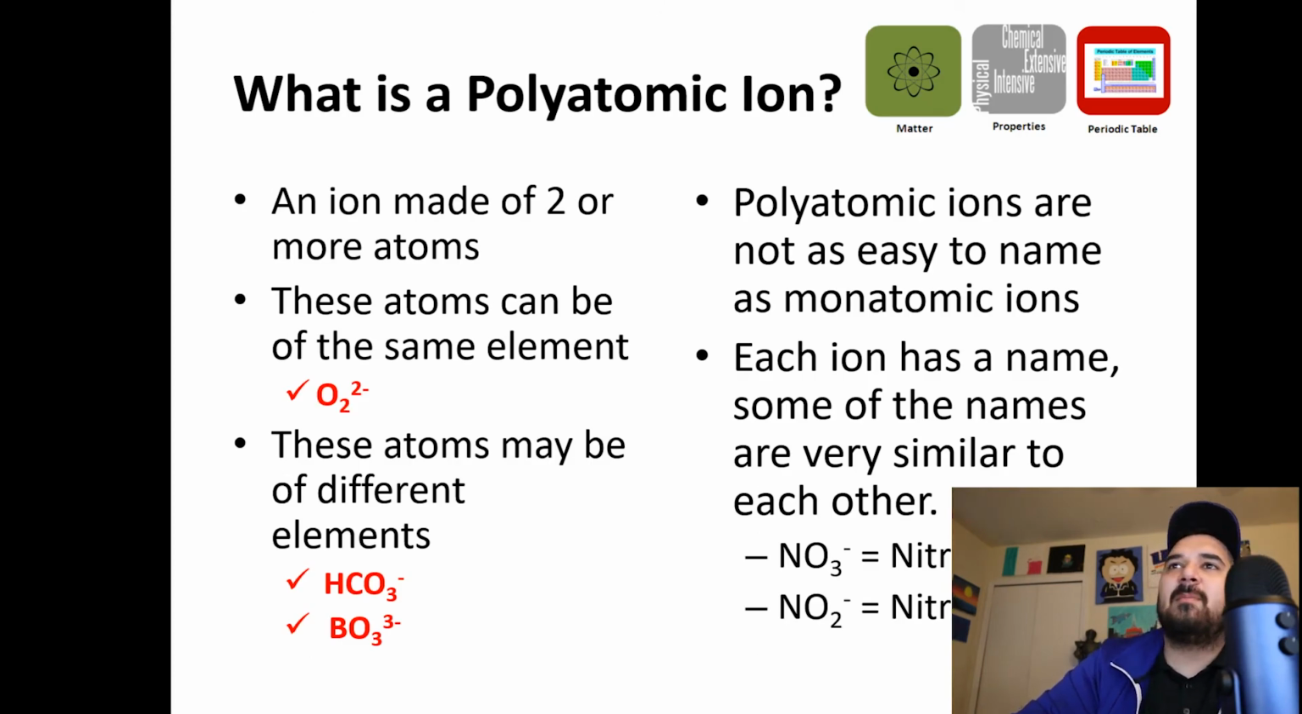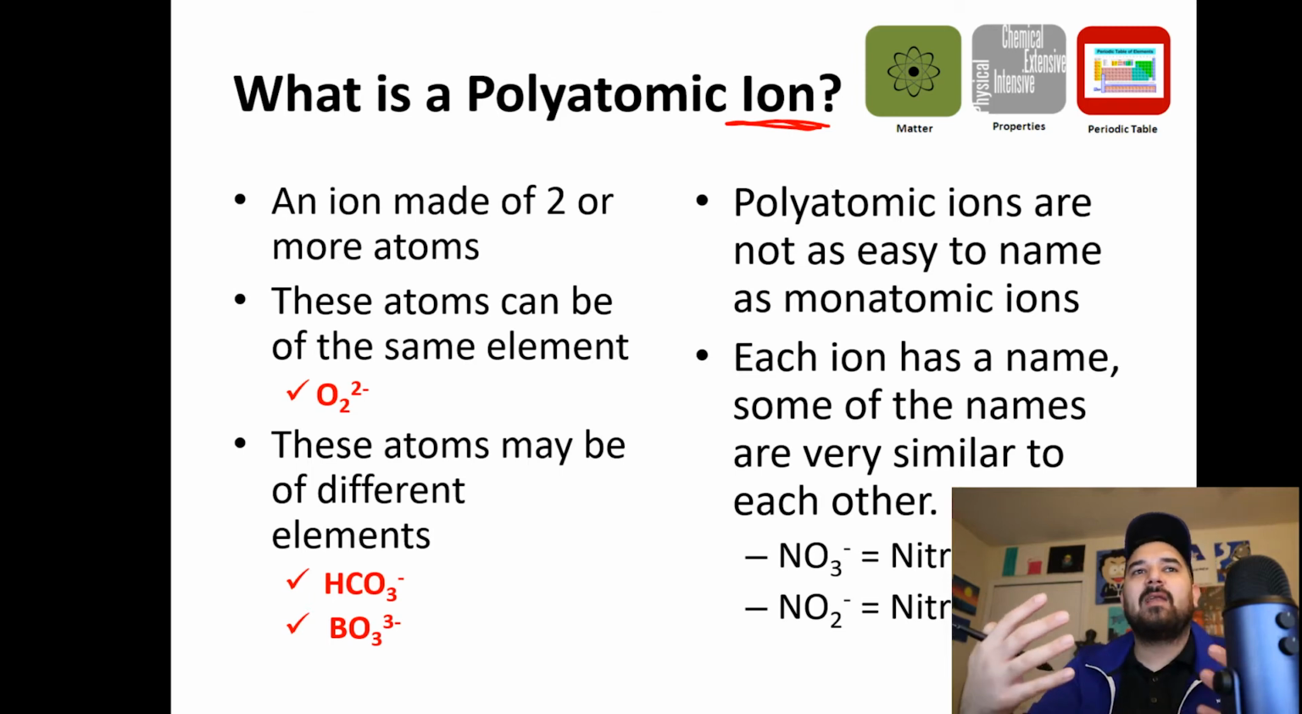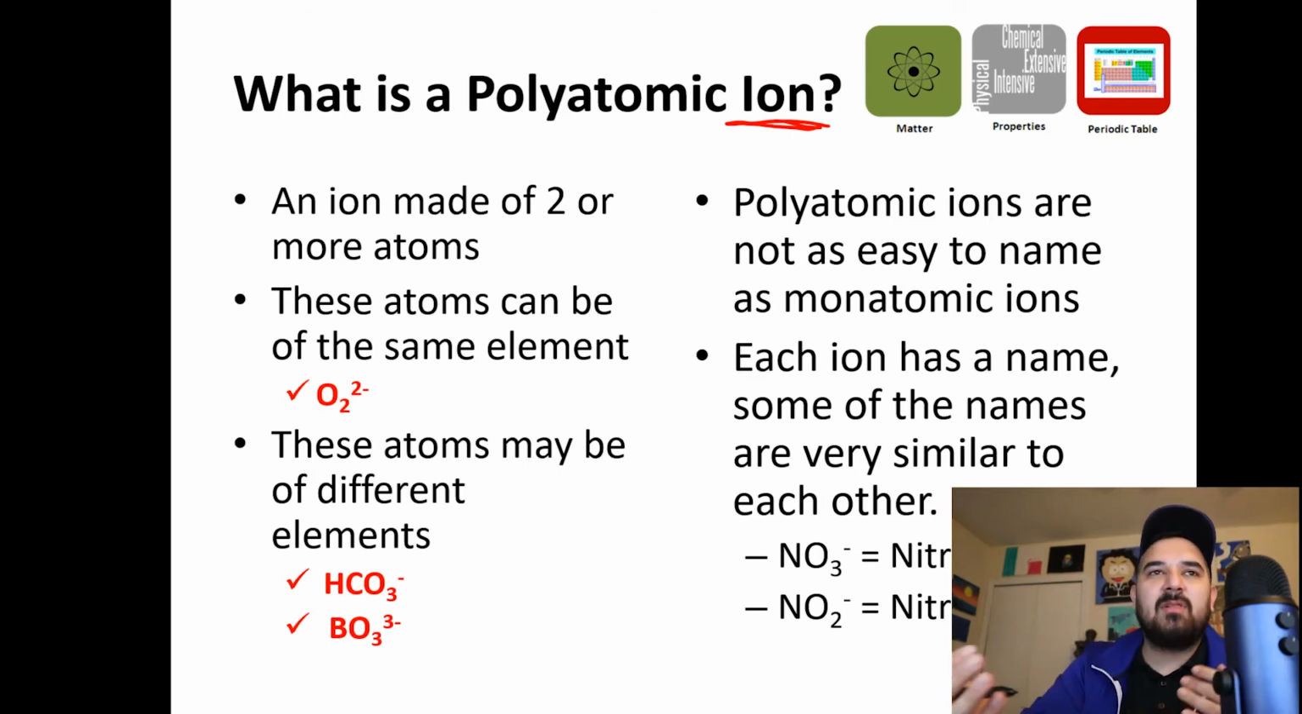All right, so polyatomic ions. Let's get back to them. So polyatomic ions are ions that are made of 2 or more atoms. So an ion is an element that has a plus or minus charge, and a polyatomic ion, that's more than one element that's bonded together that have a plus or minus charge.